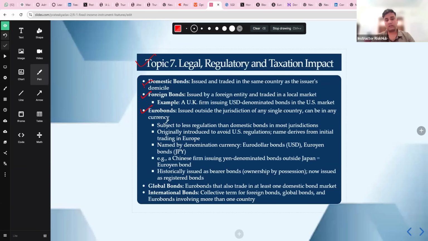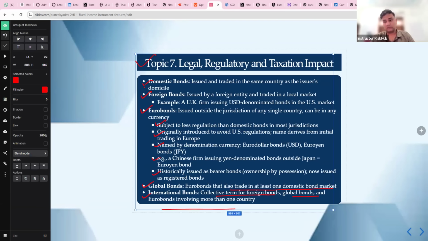So remember that point. Very, very interesting thing. Global bonds are eurobonds that also trade in at least one domestic bond market. International bonds is the collective term for foreign bonds, global bonds, and eurobonds involving more than one currency, right? Okay, so we have done that.